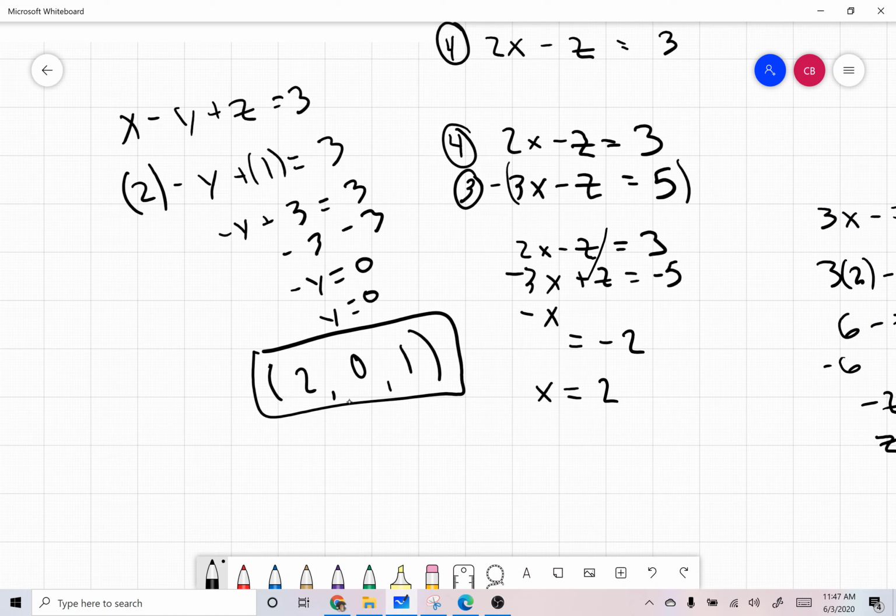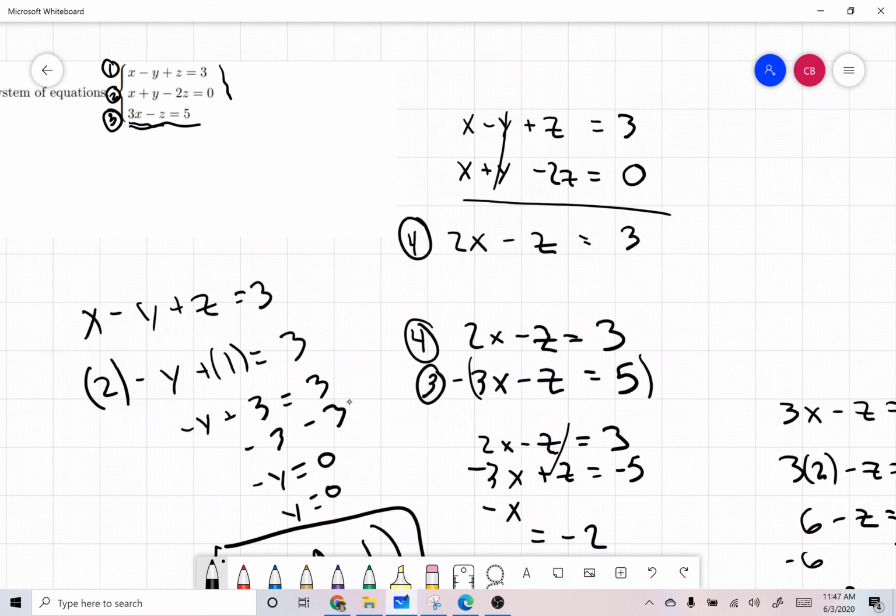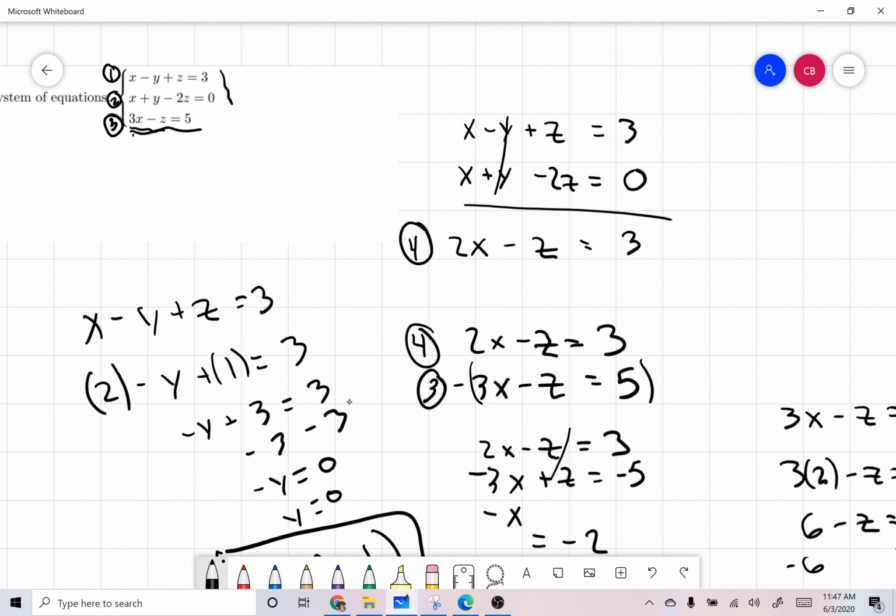I hope you guys practiced these. Obviously, they just come with experience. That's how I knew that I should just take care of y on equations 1 and 2, because this one was already in terms of x and z. So if I can get another equation in terms of x and z, I can just use that equation with the number 3. And there's little tricks that you'll pick up after you practice this many times.